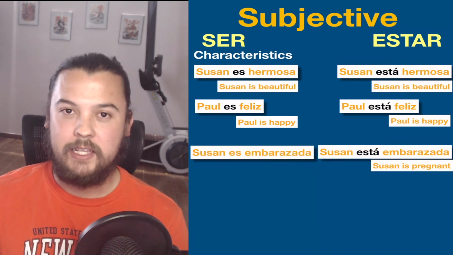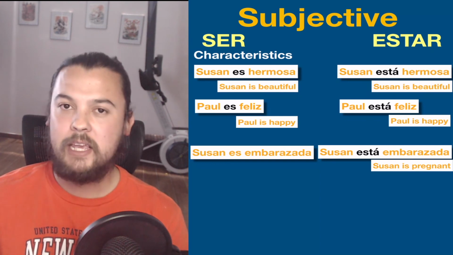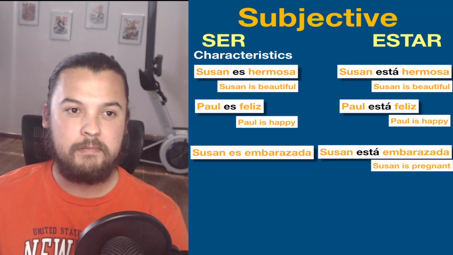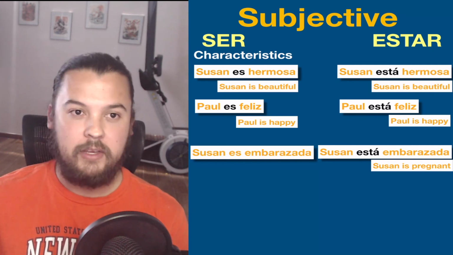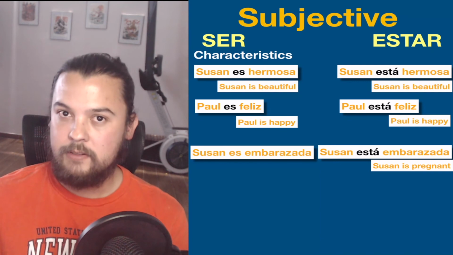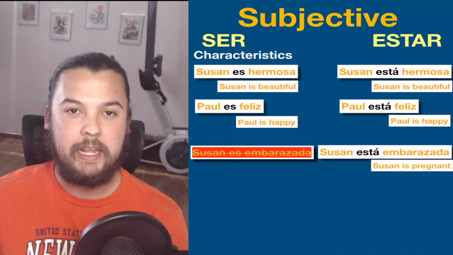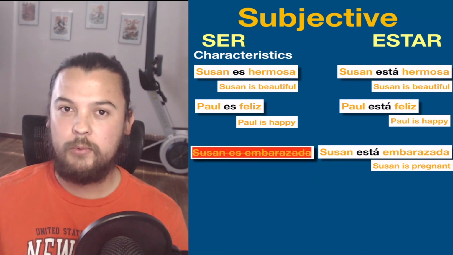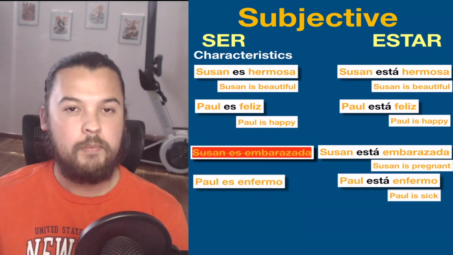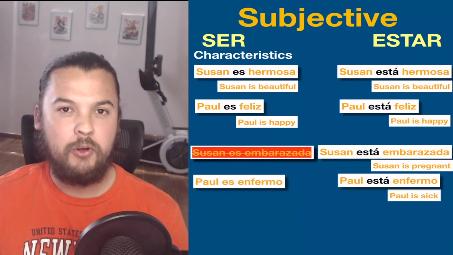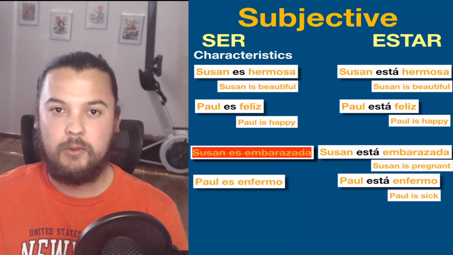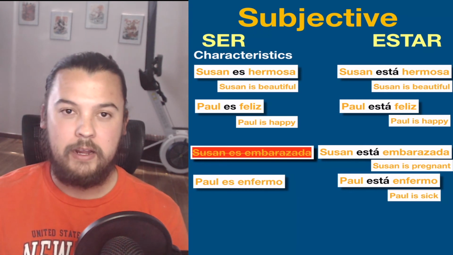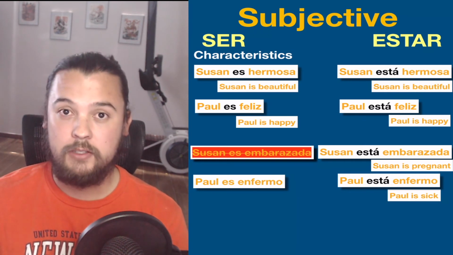Susan está embarazada versus Susan es embarazada. Now this one is impossible in one of the two. Susan is pregnant. A woman cannot be always pregnant. So you can never say Susan es embarazada. You have to always say Susan está embarazada. Paul es enfermo versus Paul está enfermo. This one is the same. Paul can never be always sick, right? People normally are at a normal stage, which is like non-sick.